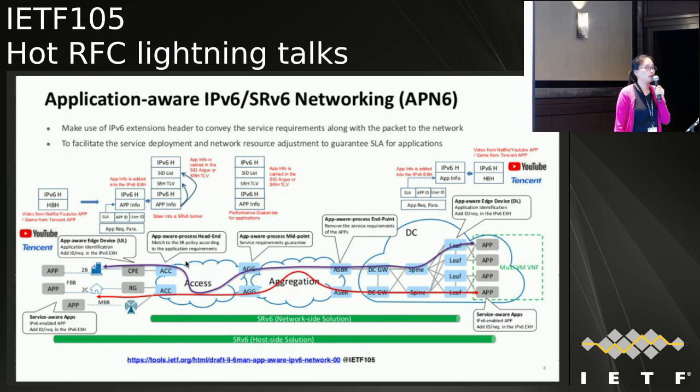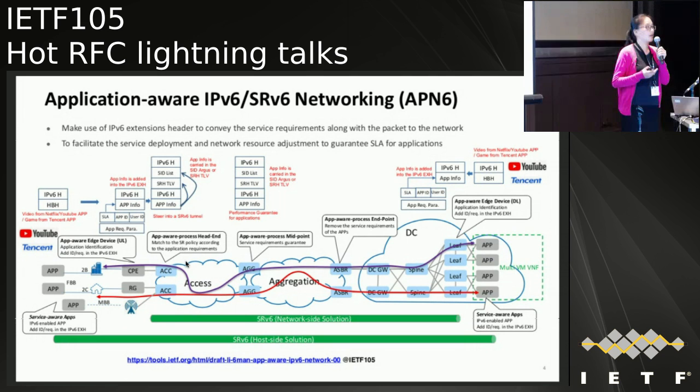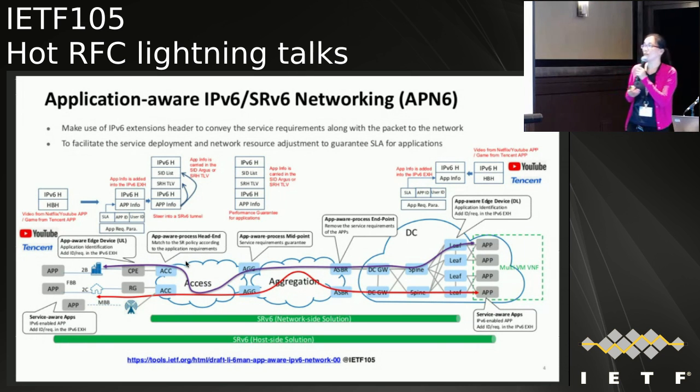We call it APN6. So basically, we make use of the IPv6 extension headers to convey some information from the applications into the network. So the network could make fine-grained traffic operations to do, for example, network resource adjustment to guarantee the SLA. So it could be applied to, for example, the fixed mobile broadband, like the 2B, 2C scenarios, and also the mobile broadband.